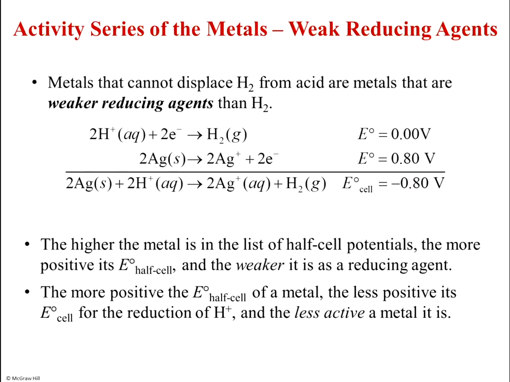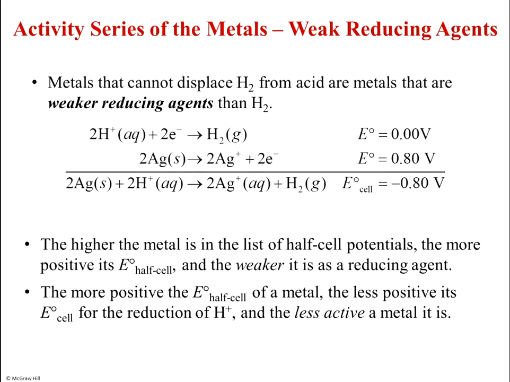Metals that can't displace hydrogen are ones that we consider to be noble metals. And here our example we're going to use is silver. So in this case, silver metal is a weaker reducing agent than hydrogen gas. Correspondingly, silver ion is a stronger oxidizing agent than acid. And this is the reason that sometimes silver ion is used as a disinfectant. And we can see here that the standard reduction potential for silver is positive at 0.8 volts.